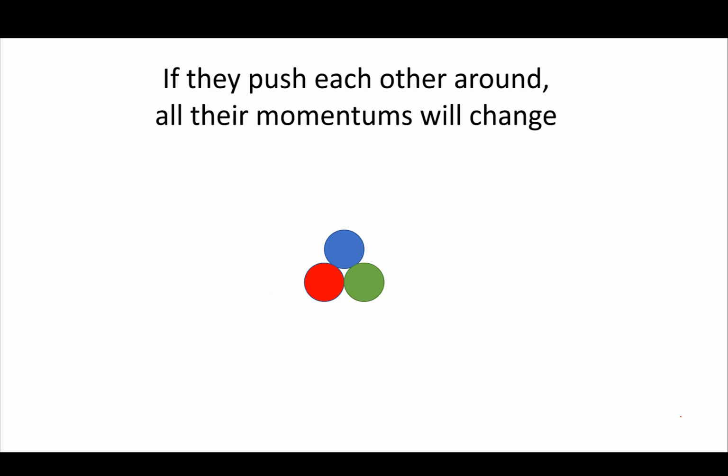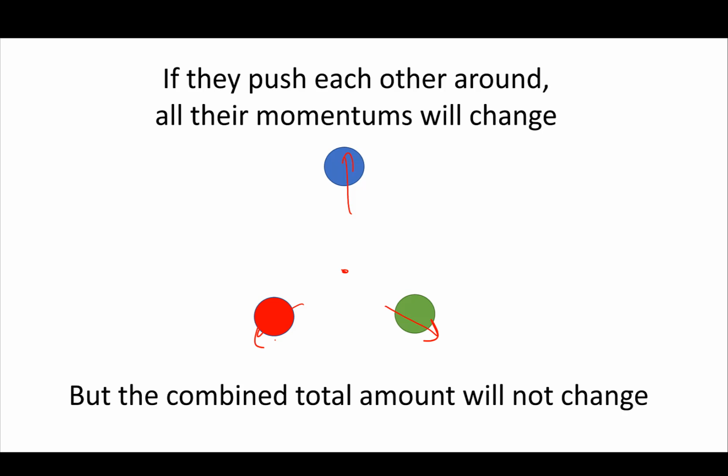They can push each other around and the momentum will change. So for example, maybe there's an explosion in the middle and these move in opposite directions, like that. This guy will get some positive momentum, these guys will get some sort of negative momentum in the x and y directions, and they're all now moving, they have velocities, so they have different momenta than they originally had. But the total combined amount will never change.